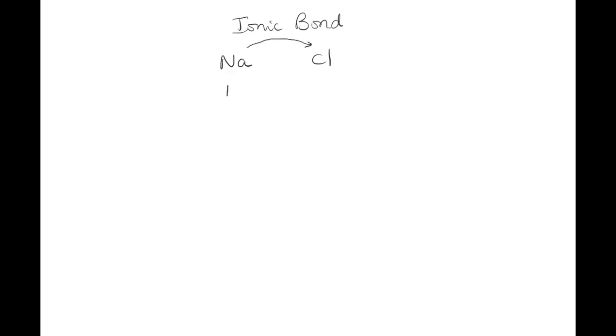Once the sodium loses that electron, it becomes an ion with a +1 charge. Once the chlorine gains that electron, it becomes an ion with a -1 charge. Now you have oppositely charged ions. Once that transfer of the electron happens, you now have an electrostatic attraction created between these two to form a compound that we call sodium chloride. So that is the nature of the ionic bond.